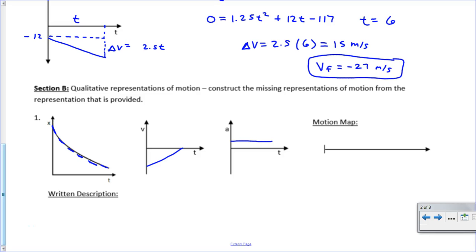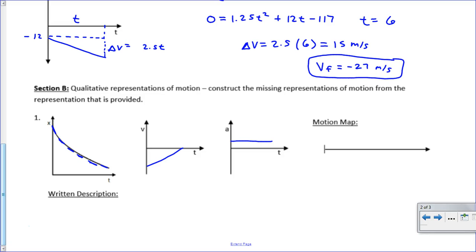For the motion map and written description, for both of these, you kind of have to realize what's going on here. This object is traveling in the negative direction. There are a few hints of this. One, it's going down on the position versus time graph. That indicates negative direction. On the velocity versus time graph, it's below the t-axis. That indicates negative direction. So it's going in the negative direction, and as it goes in the negative direction, it is slowing down.